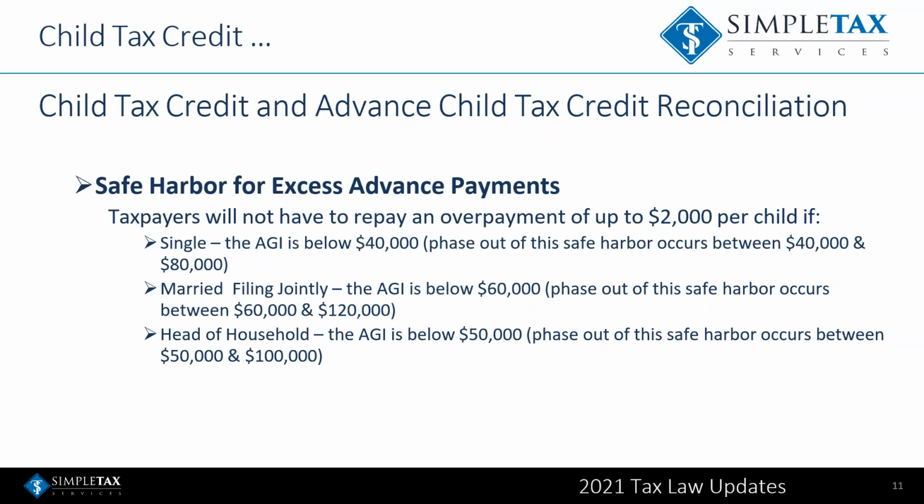So if their AGI is below those marks and they receive more child tax credit, advanced child tax credit than they were supposed to, at that point, there'd be no expectation for them to make any payment. They wouldn't be required to pay it back. Anyone else whose AGI is over that and they had excess advance payments would be expected at that point to pay up to $2,000 back. Okay.